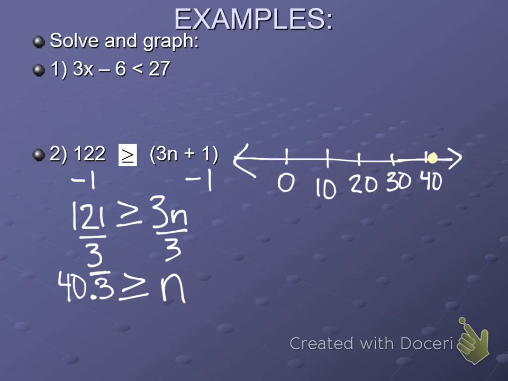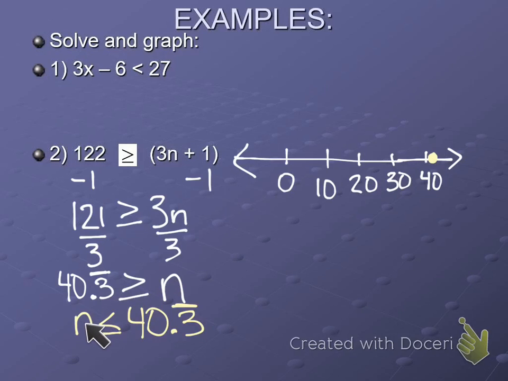Then we have to decide where to shade, which on this one is a little more confusing. So I have people saying to the right, but my variable is on the right-hand side. So we're going to have to flip this around to get the variable on the left. So we pick up the whole thing and turn it over. So that would turn it into n is less than or equal to 40.3 repeating. Notice how the little arrow part of it is still pointing at the n when we pick it up and flip it over.